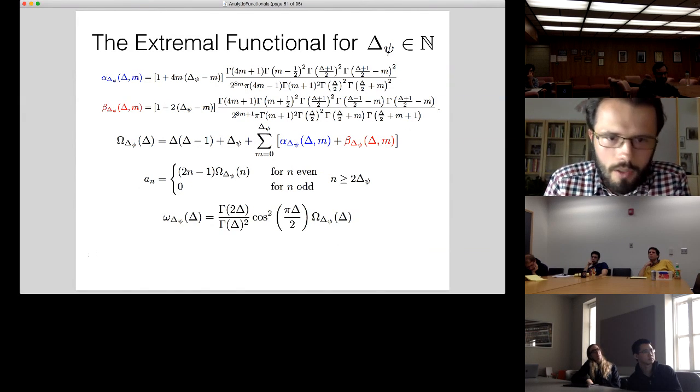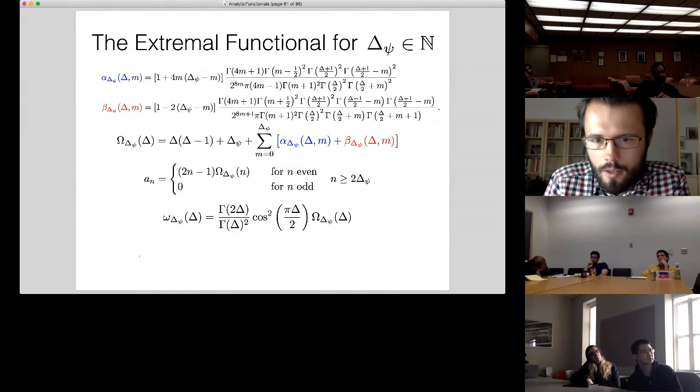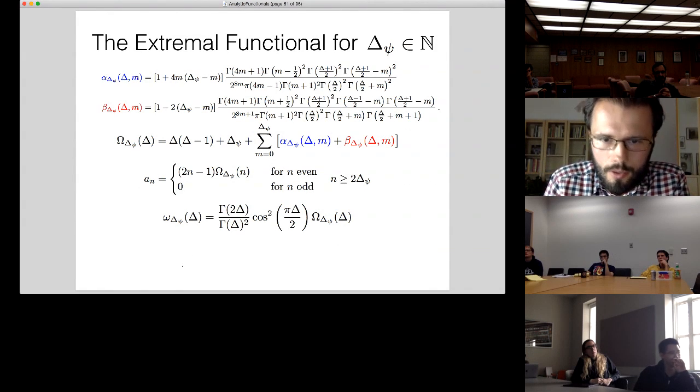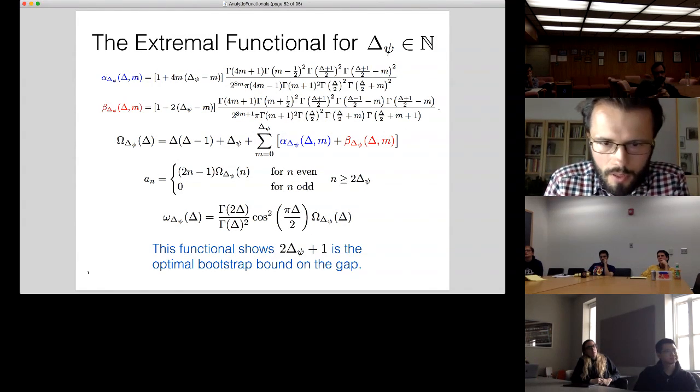And again, the complete action of the extremal functional can be found in closed form, where now, because delta psi is an integer, the spectrum in the OPE consists of odd integers. This is why we have a cos squared instead of a sine squared. So cos squared is going to have double zeros at odd integers, which for low-lying values of delta are going to be cancelled by poles in omega. But for high values of delta, capital omega has no poles, so we do get the right structure of double zeros. So the existence of this functional shows that 2 delta psi plus 1 is the optimal bootstrap bound on the gap.